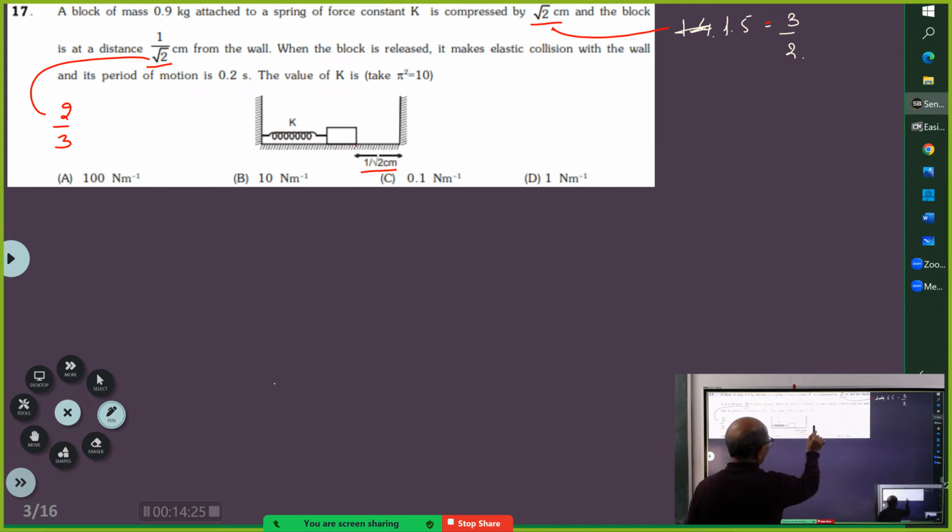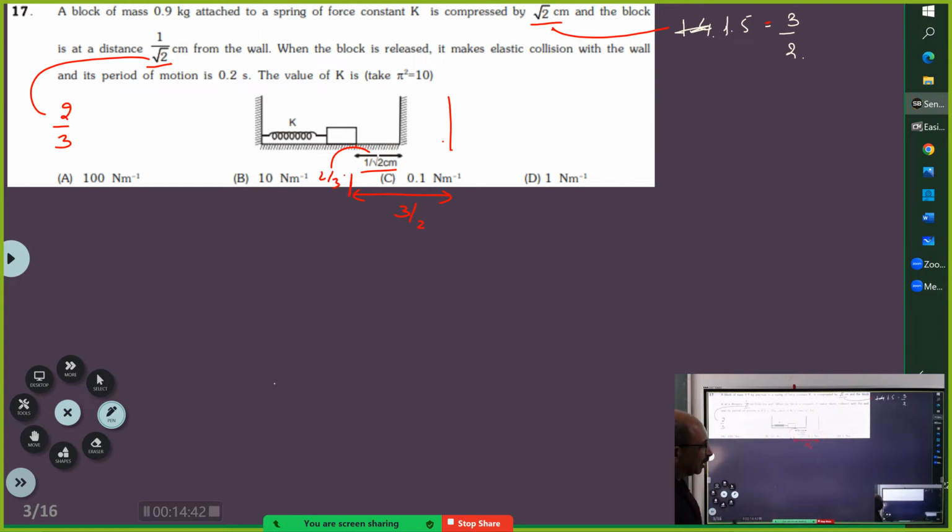But from here to the mean position, that is the relaxed position. If you take this as the relaxed position, right? So this distance would have been how much? This should be 3 by 2, and this distance is 2 by 3. Got it? That means, try to understand.